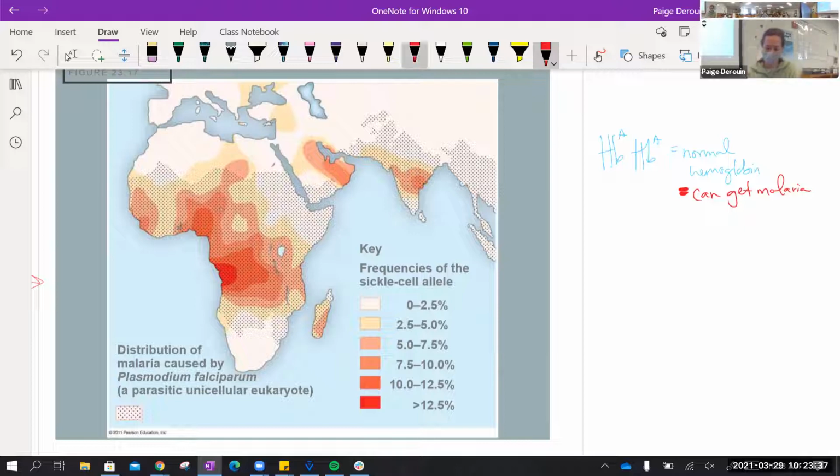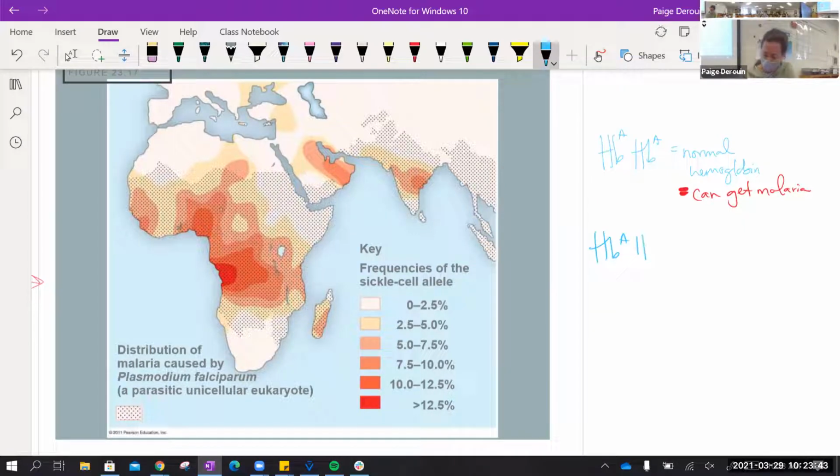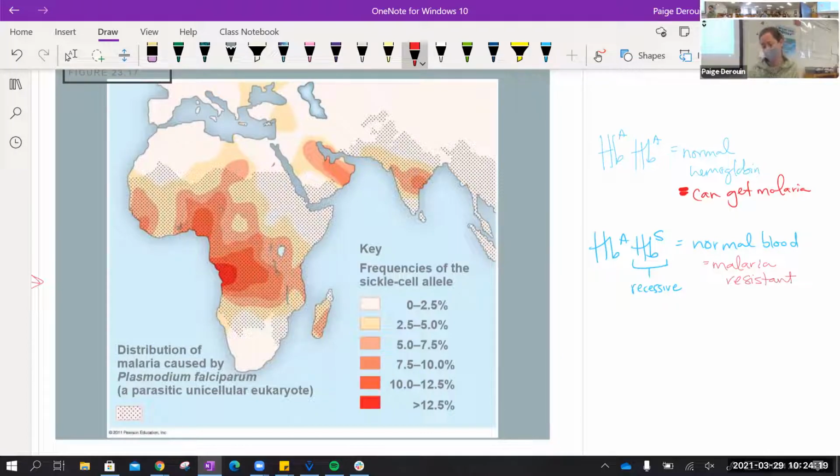People who are HBA, HBS, where the S is recessive, still have normal blood. Because of the sickle gene that they're carrying, it's not affecting them. It's not giving them sickle cell, but their hemoglobin is just a little bit different. They can't get malaria. They're malaria resistant. So that's the way to go.